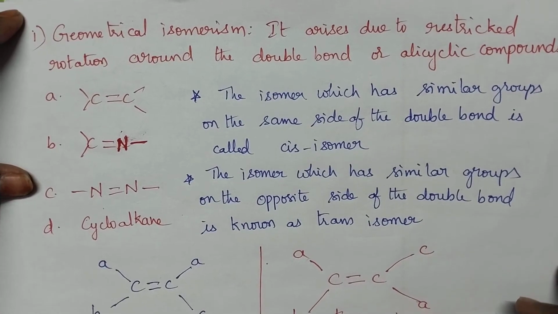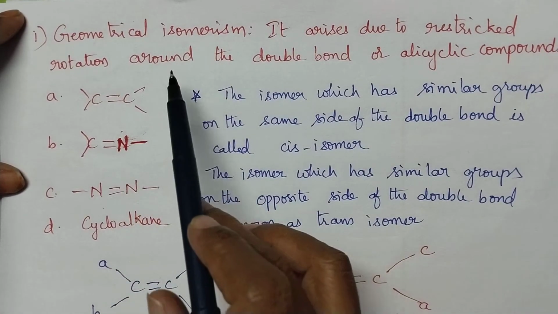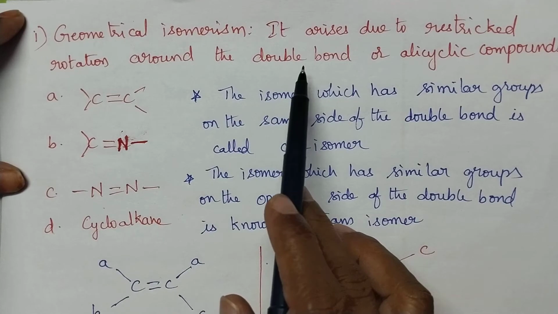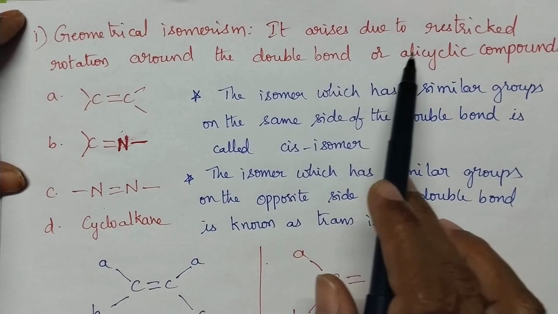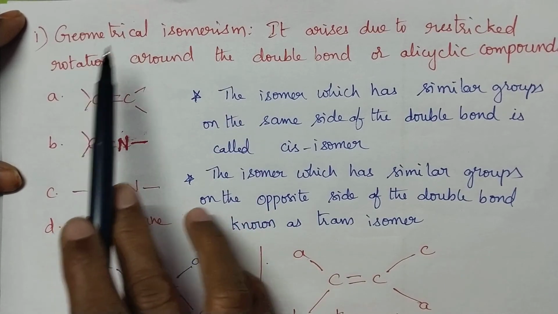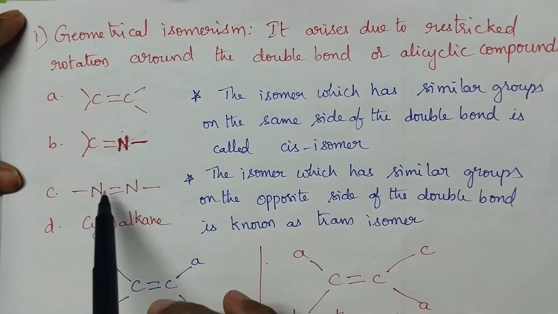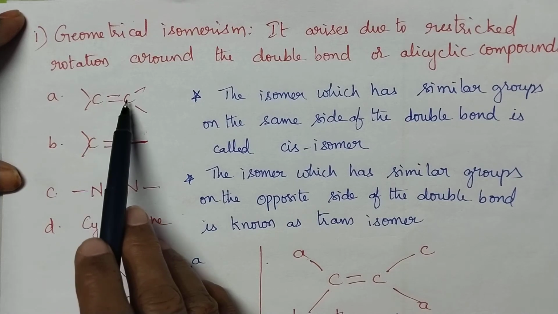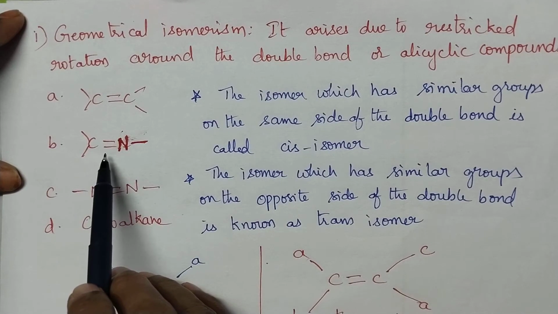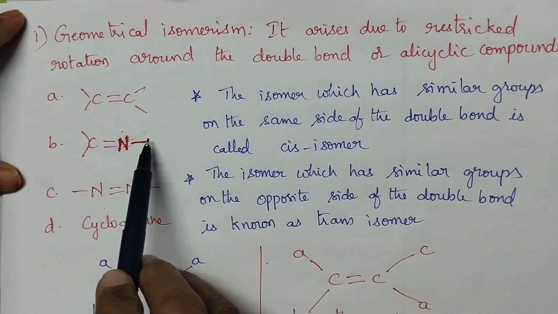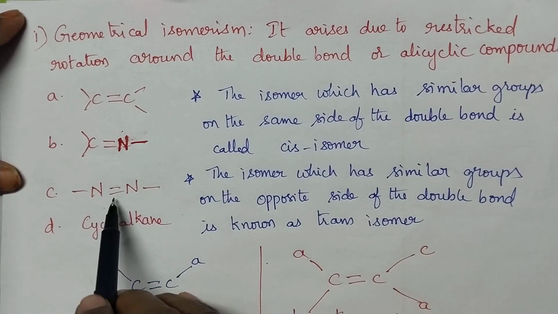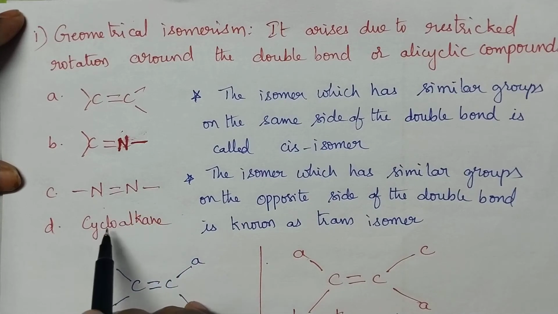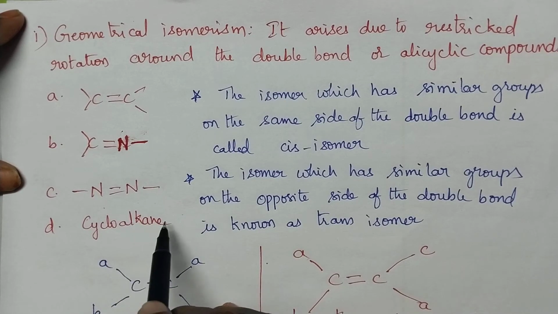Coming to the geometrical isomerism, this geometrical isomerism arises due to the restricted rotation around the double bond, or it can also be observed in the case of ring structures. That means we can observe geometrical isomerism in four different types of compounds. Namely, whenever the double bond is present between two carbon atoms, we can observe geometrical isomerism. If the double bond is present between carbon and nitrogen, we can also observe geometrical isomerism. If the double bond is present between two nitrogen atoms, then also we can see geometrical isomerism. Even the cycloalkanes exhibit geometrical isomerism.